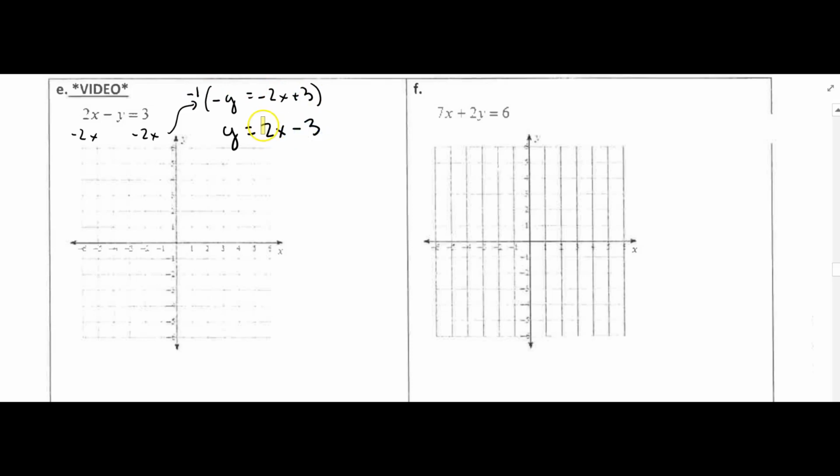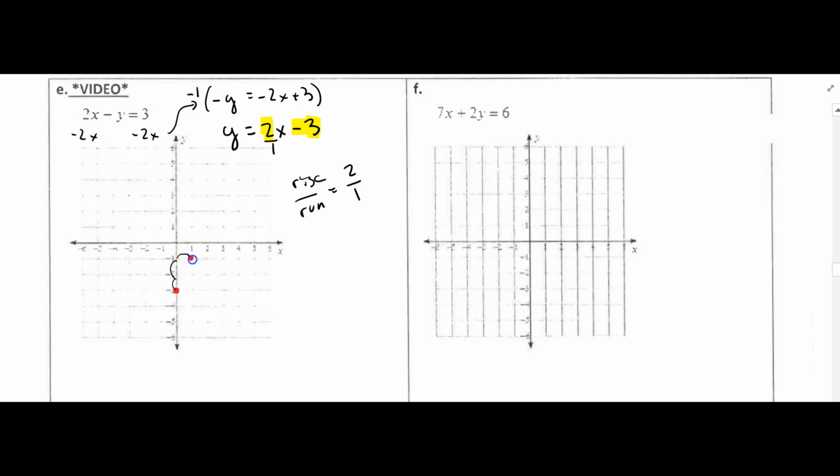Alright, so now that I'm in slope-intercept form, I have a slope of 2, which is really 2 over 1. I like it as a fraction. That's going to help me when I graph it. And a y-intercept of negative 3. So let's start with our y-intercept of negative 3. And then my slope is 2 over 1, so that means my rise over run is 2 and 1. So I'm going to go up 2 to the right 1. So up 2 to the right 1.